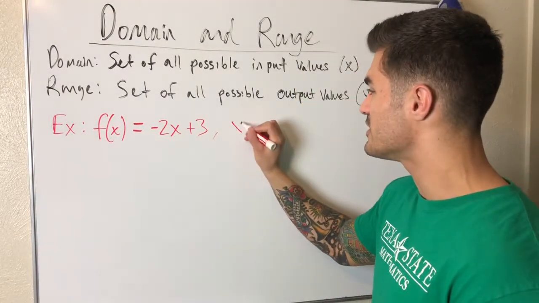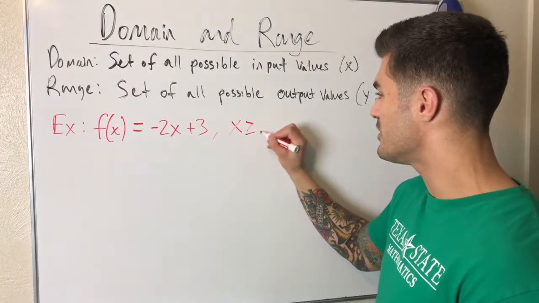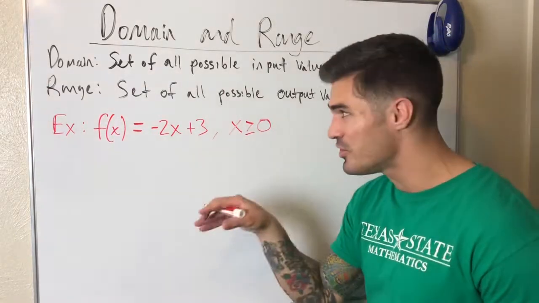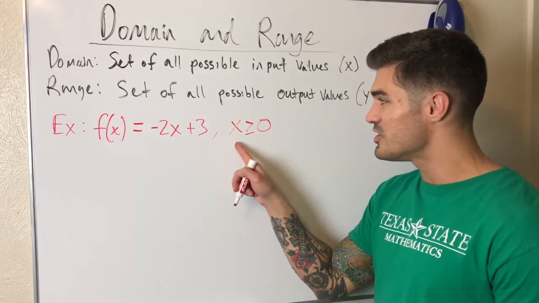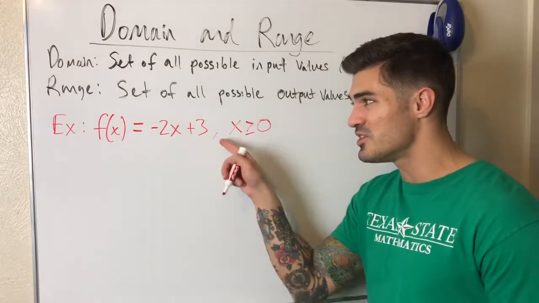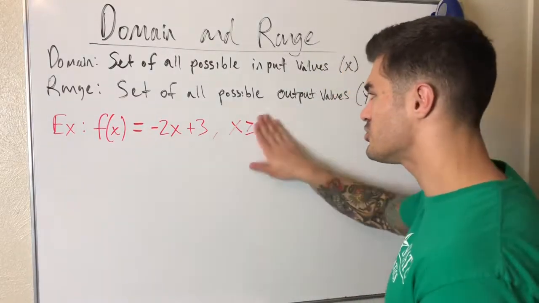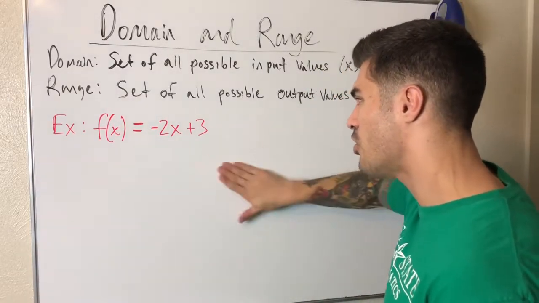What if I'm given something like this, such that x is greater than or equal to 0? So this means my x's, right, the numbers I'm plugging in, are restricted to numbers that are greater than or equal to 0. So in this case, the domain wouldn't be all real numbers, right? But if we're not given some restricted domain, then the domain is all real numbers.